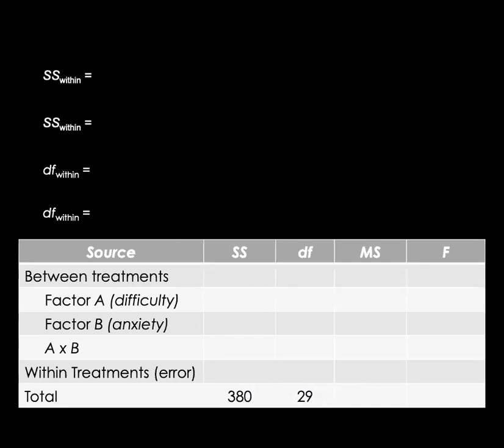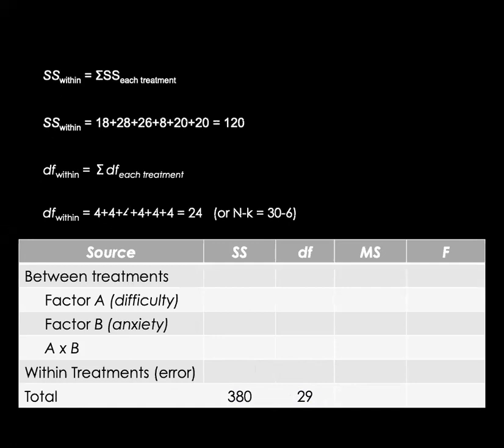Then let's do within. So the sum of squares and degrees of freedom for within treatments, or the error term. So the sum of squares for within, if you remember, this again should look familiar from our previous lecture on ANOVAs. It's the sum of the sum of squares for each treatment. And so these are the sum of squares for each treatment condition, again, coming from that initial ANOVA calculation table. And you're simply going to add them up and you get 120. Same thing with the degrees of freedom. You're going to add up the degrees of freedom for each treatment condition and you get 24.